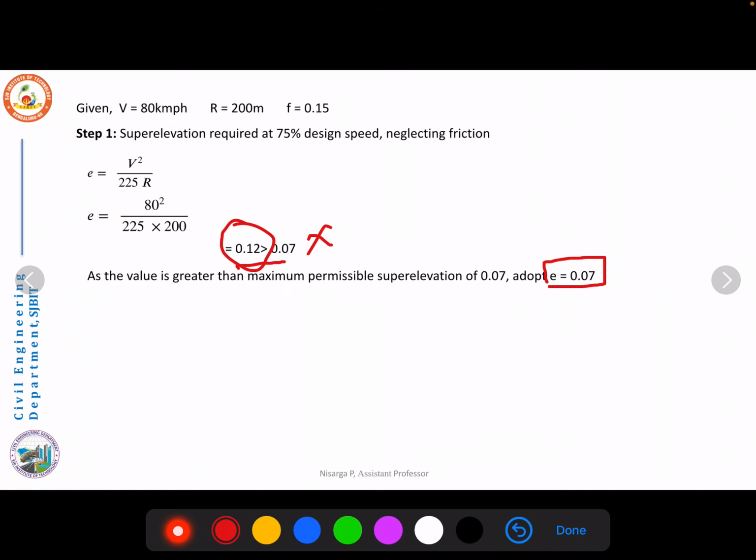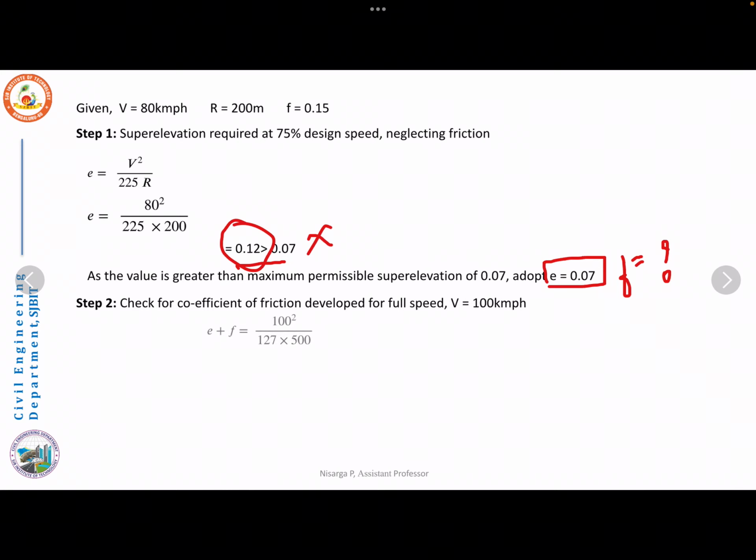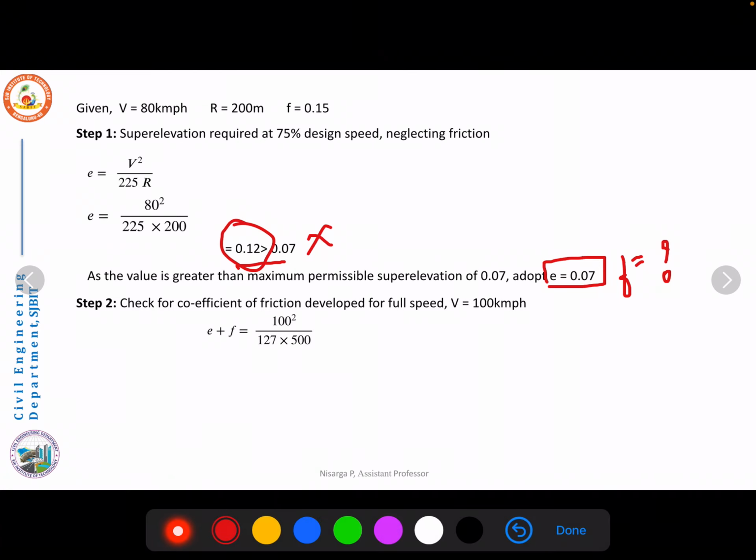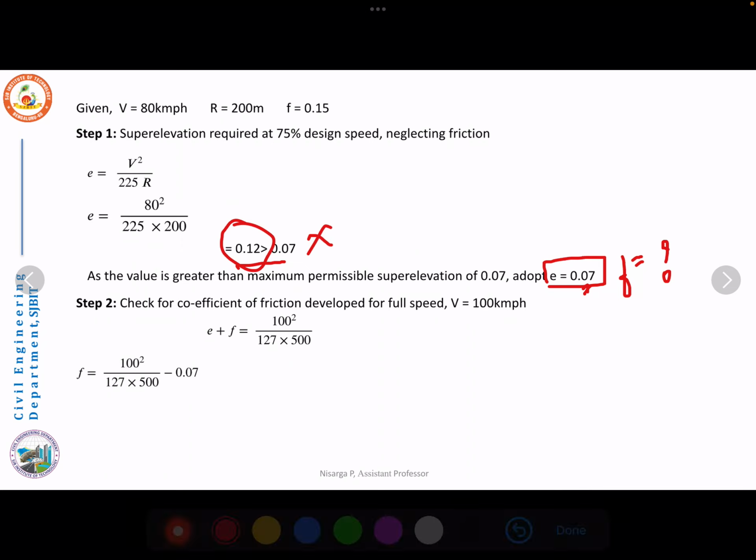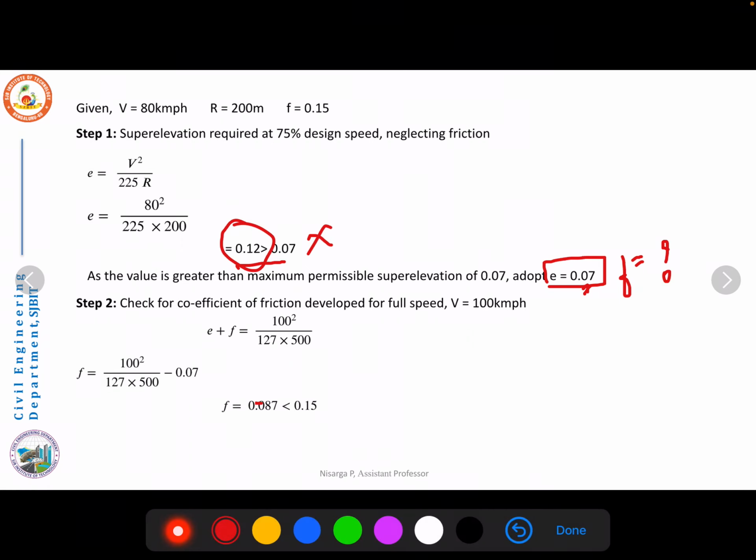If we restrict the super elevation value to 0.07, then we need to find out what coefficient of friction is developed. So in the super elevation equation, substitute E as 0.07, that's the maximum permissible value, and find out what friction is developed. The friction value developed will be 0.18.